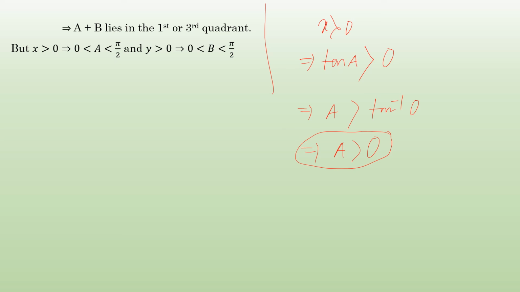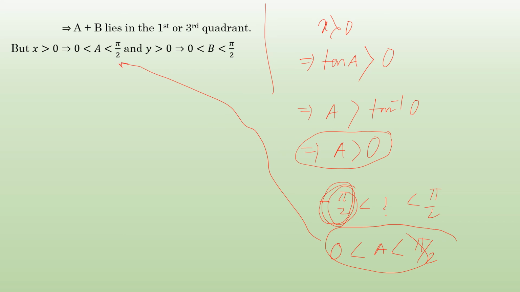So the actual range of the tan function was from minus pi by 2 up to pi by 2, but a is a positive angle, so we should avoid the negative part. It should start from 0 and go up to pi by 2. In the similar way, b is also greater than 0, and that will also give us 0 up to pi by 2 as the range for b.